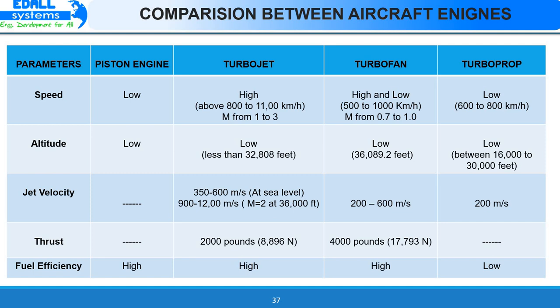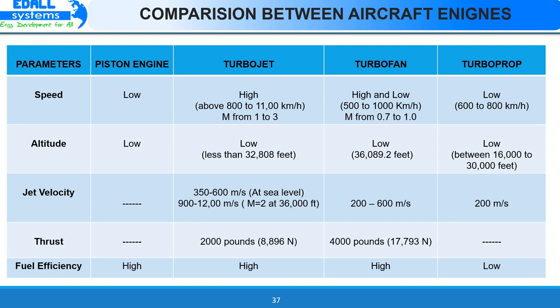Turbofan engine operates both at low and high speeds, that is from 500 to 1000 km per hour. Turbofan engine operates at low altitudes, that is 36,089.2 feet. The jet velocity produced by turbofan engine is 200 to 600 meters per second. Thrust generated by turbofan engine is 4,000 pounds, which is 2 times the thrust generated by turbojet engine. Fuel efficiency of turbofan engine is high.